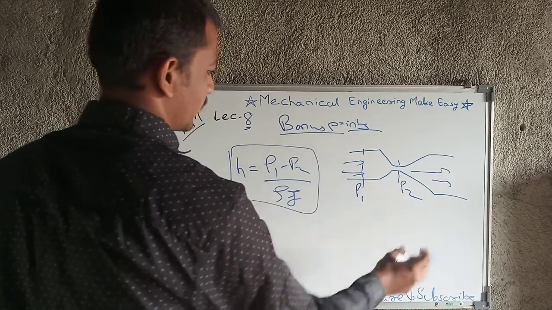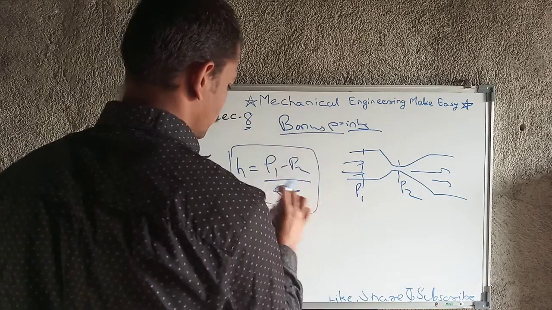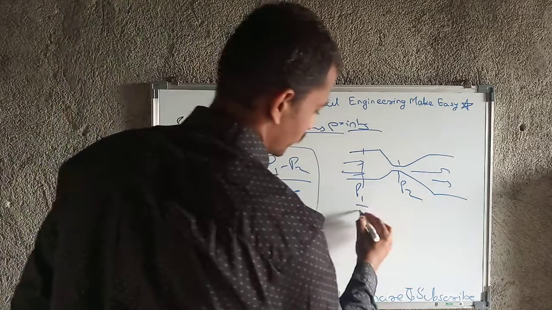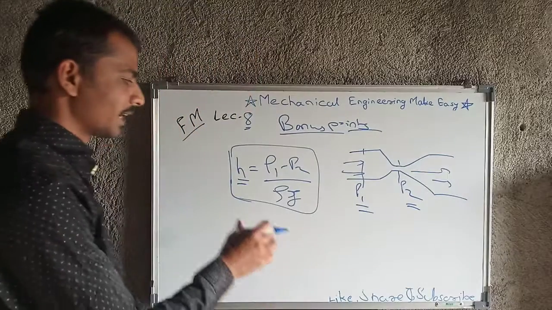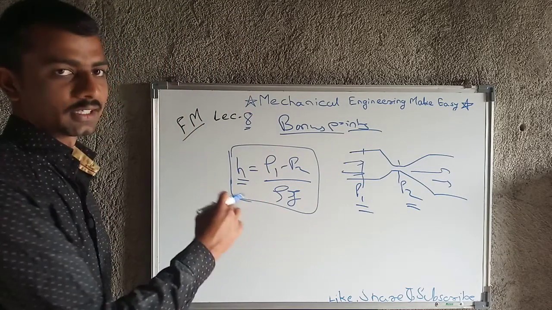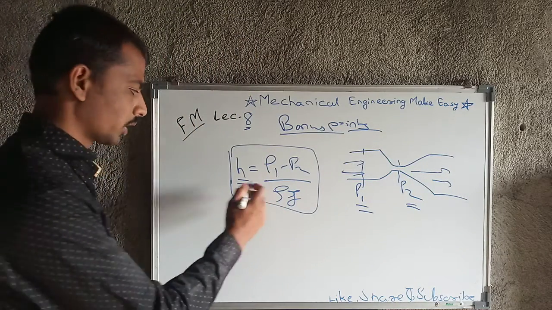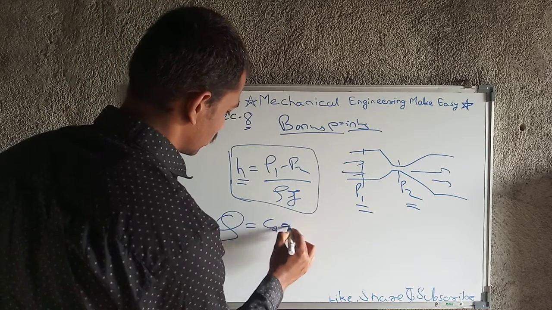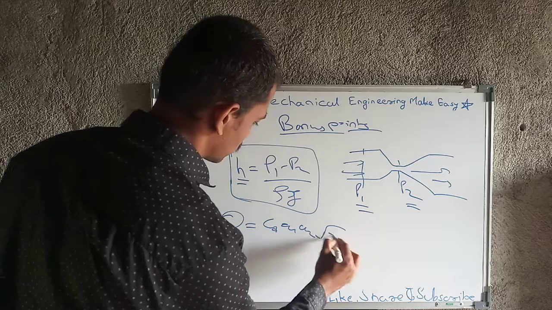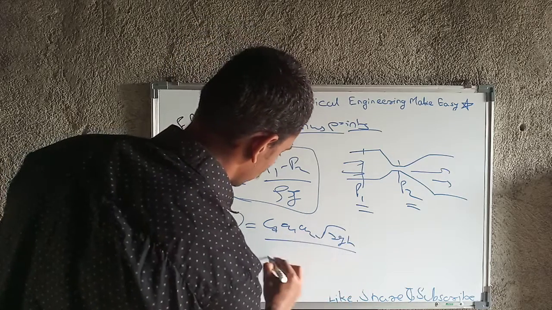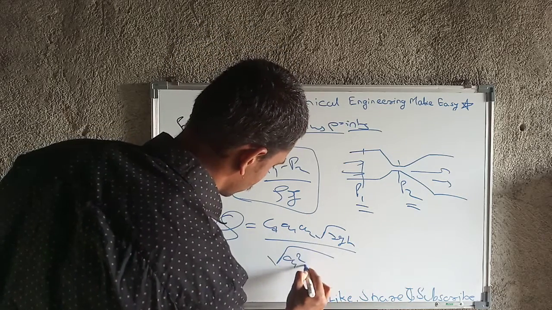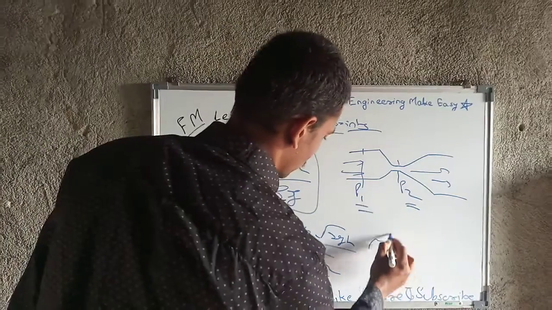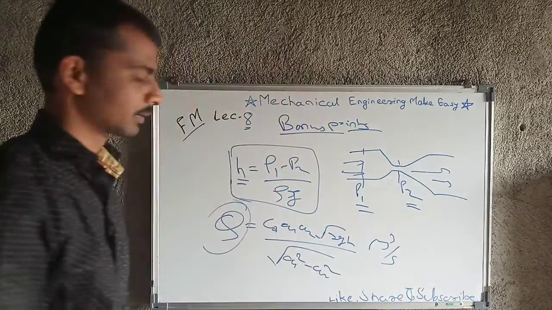Because P1 will be higher as compared to P2, P1 minus P2 upon rho g, we will directly get the height, but we should know P1 and P2. In that case only we can calculate the height directly, and then we can put that height in this equation. And we will get directly the discharge in meter cube per second.